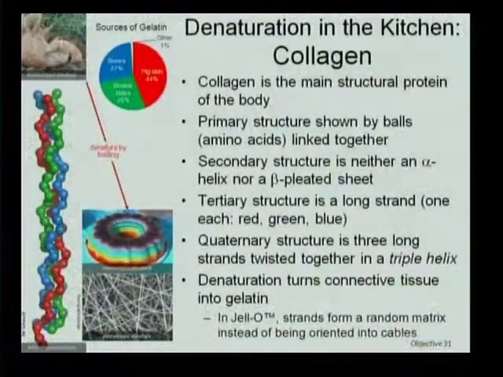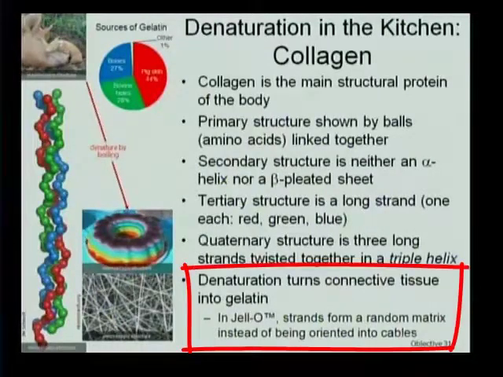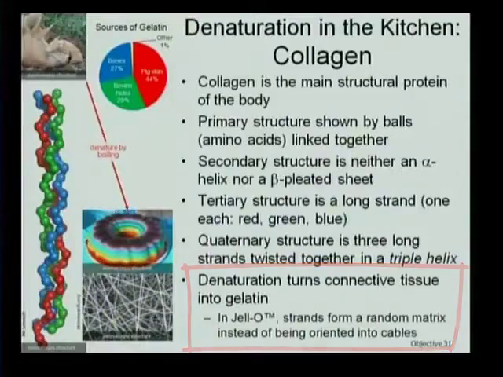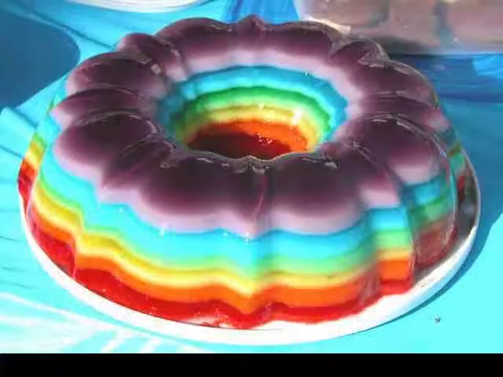If we denature this, we turn this from oriented strands, which is what we find in the native form inside your body, or in this case inside the pig's body. We can use denaturation to turn those native strands into denatured strands. Notice denature is the removal of the native configuration. So denaturation turns connective tissue into gelatin.